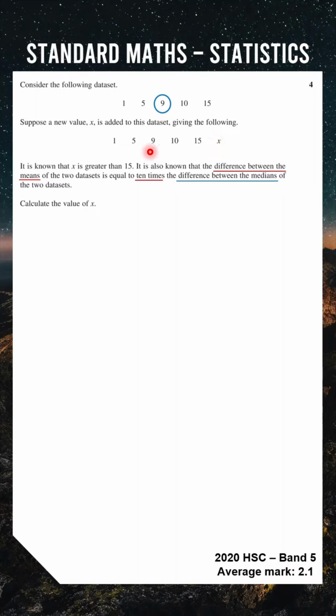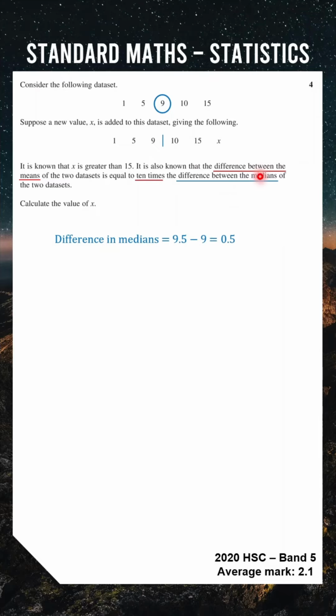So our median, or our middle, is going to be right here between the 9 and the 10, which is 9.5. So that means that the difference between our medians is just going to be 9.5 take away 9, so they have a difference of 0.5. Okay, there we go, there's a mark.